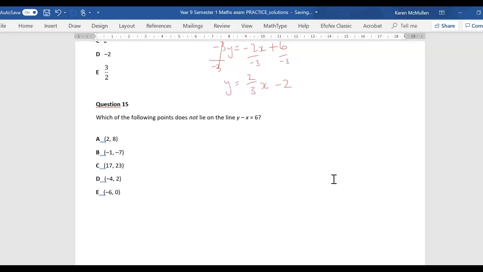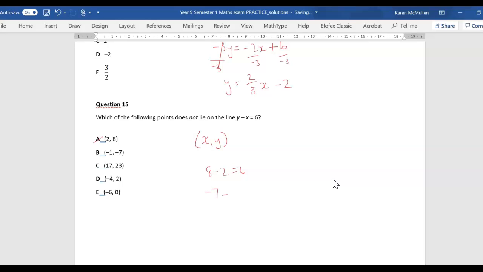All right, which of the following points does not lie on the line y minus x equals 6? Remember, your points are always xy. We have the x number first and then the y number. The first point in A, 2, 8: x equals 2, y equals 8. So 8 minus 2 equals 6. That's true, so that can't be option A.